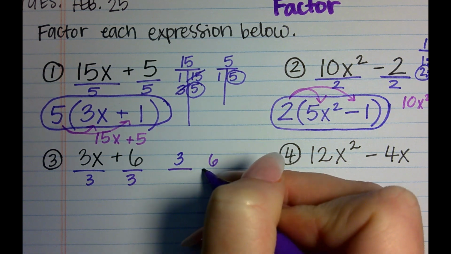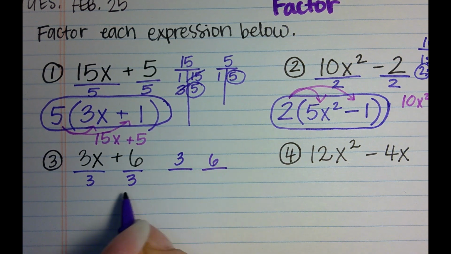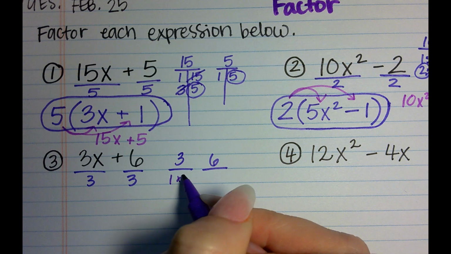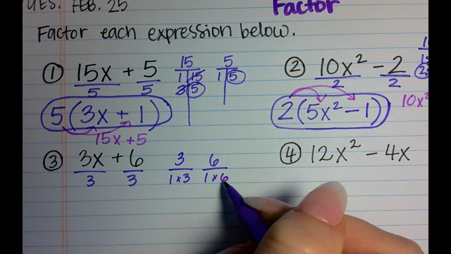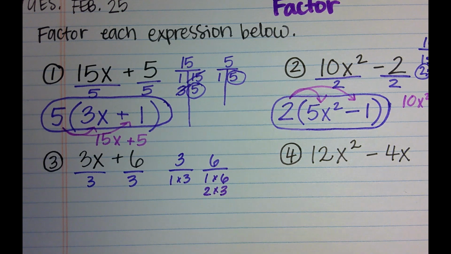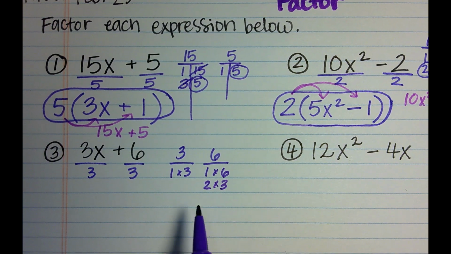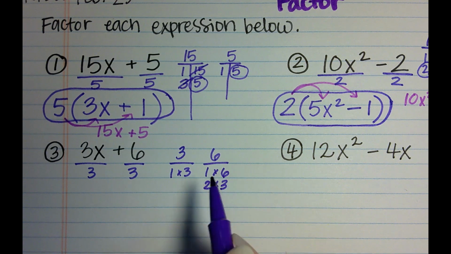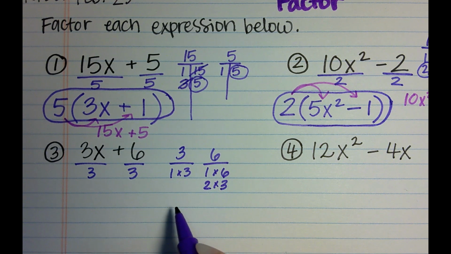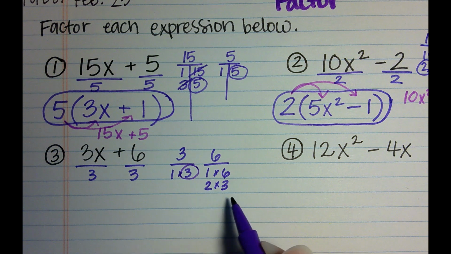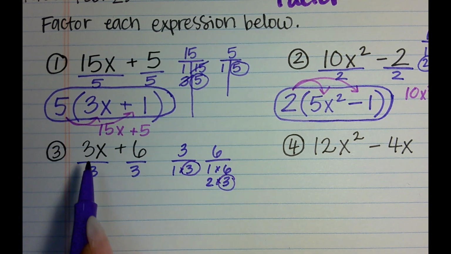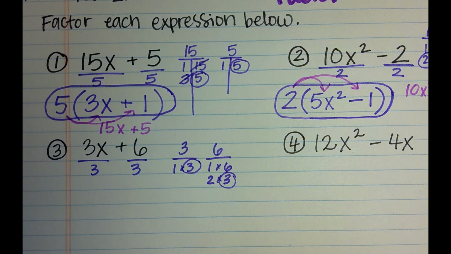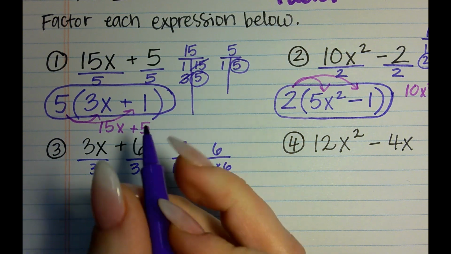If we wanted to double check, we could make a list of all our factors again. 3, I just have 1 and 3. 6, I have 1 and 6, and then 2 and 3. And if I were to mark off all the numbers that they don't have in common and just look at what we do have in common, our biggest number that they both have would be 3. So 3 is our greatest common factor. So we're dividing by 3.